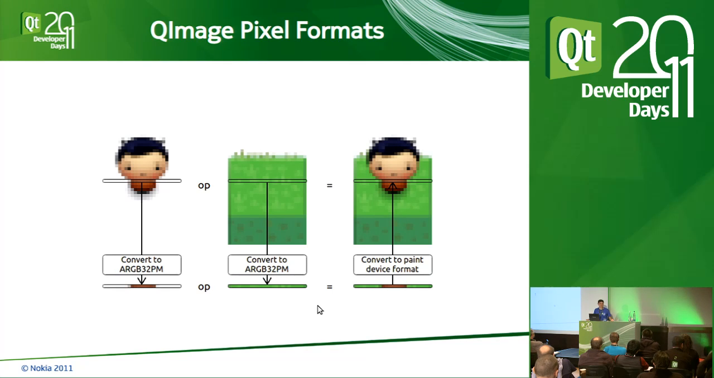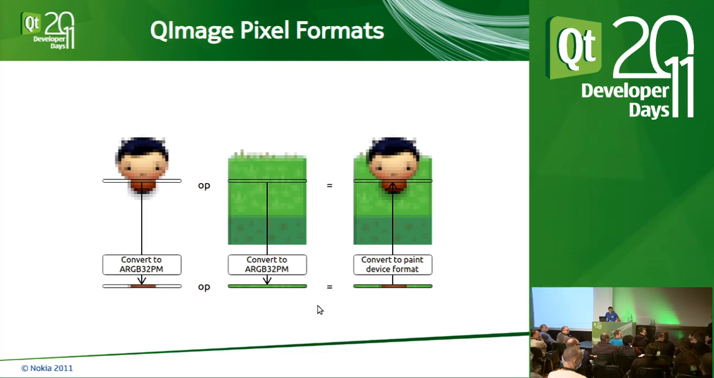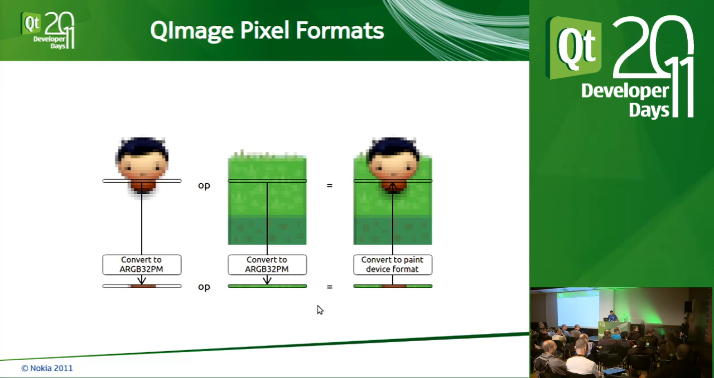So for instance, in this example, I'm going to blend one image on top of a destination image. And what happens is that for each scan line, in the destination, we copy that scan line and convert it to ARGB32 pre-multiplied. Then we copy the corresponding line in the source. It does not need to be horizontal like in this example. It can be at an angle. But we copy it out.